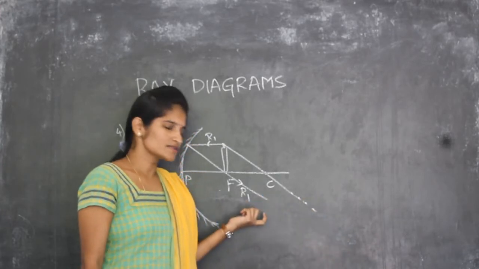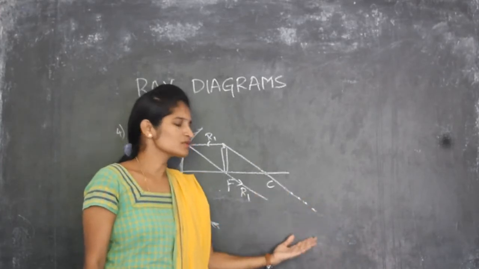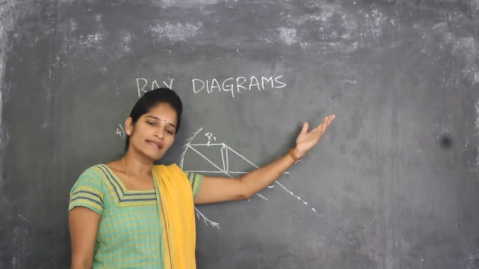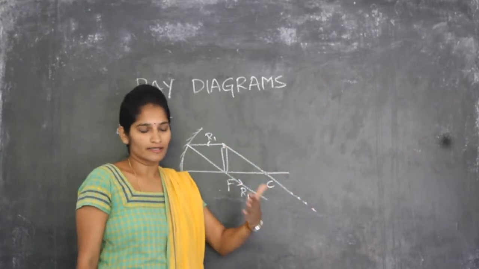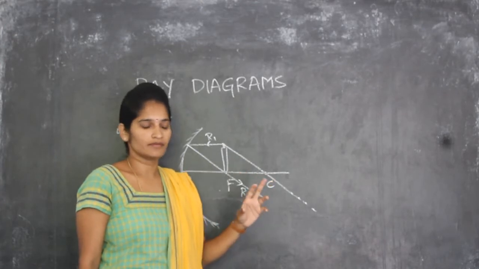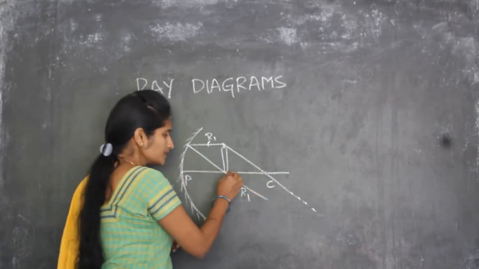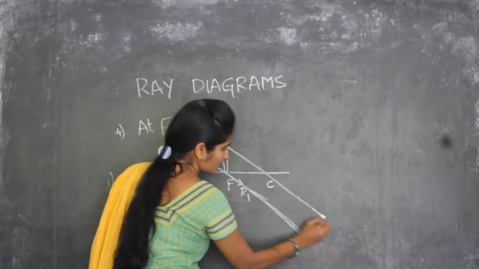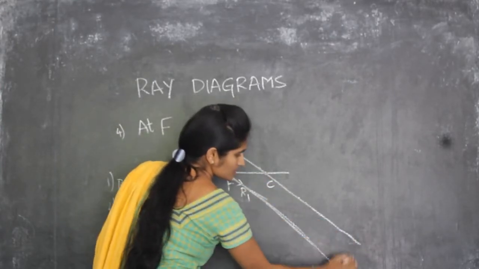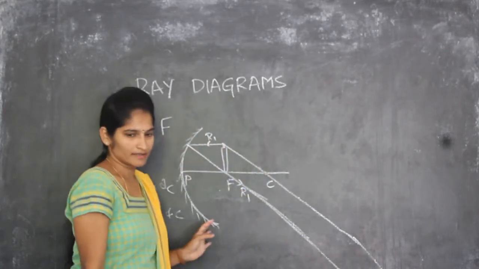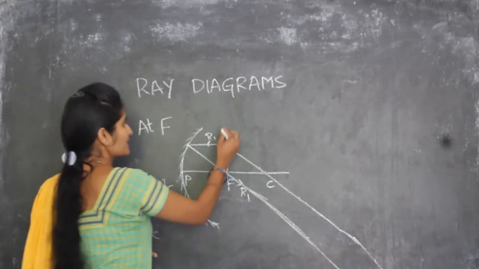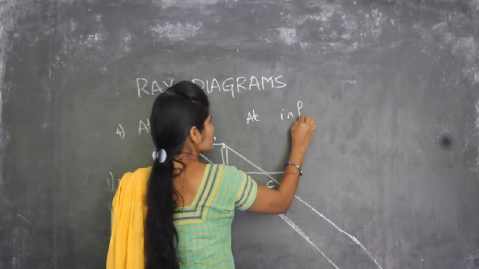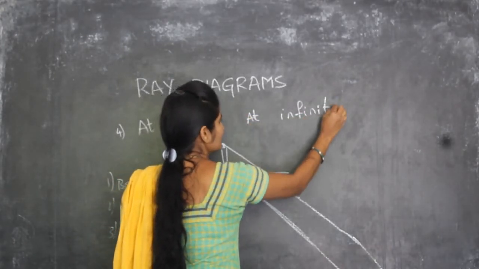So what are the properties of this? The image will be formed at infinity. That means the image will be formed, but somewhere at another point we cannot catch it on the screen paper. Is it clear? So see, these both lines will diverge if you draw also. They won't meet. That's why at F, the image will be formed at infinity.